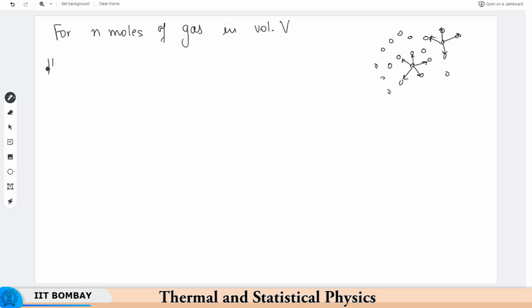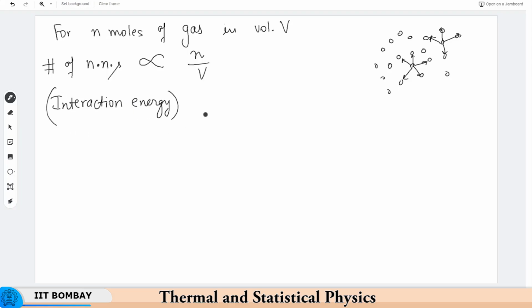So the number of nearest neighbors should be proportional to the density of gas, so n divided by V. And also, since the attractive interactions are only coming from the nearest neighbors, the interaction energy should also be proportional to the number of molecules multiplied by the number of nearest neighbors.